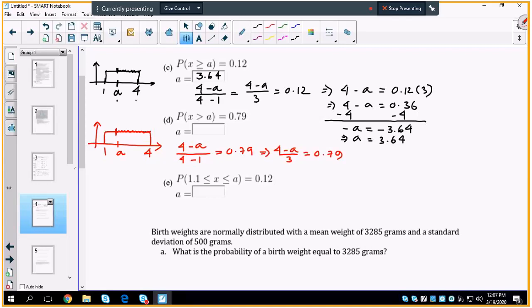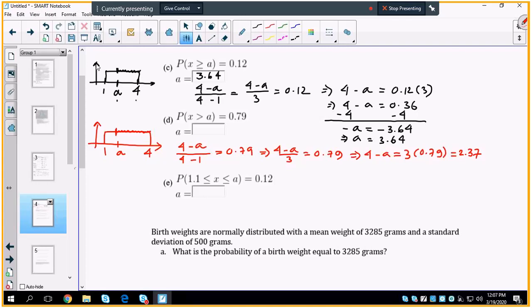Let's multiply 3 on both sides. I get 4 minus a is equal to 3 times 0.79. Let's multiply these two numbers. 3 times 9 is 27, 2 carries on. 3 times 7 is 21, so I get 23. So I will say 2.37.